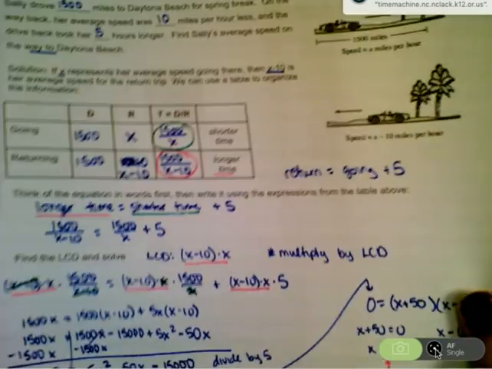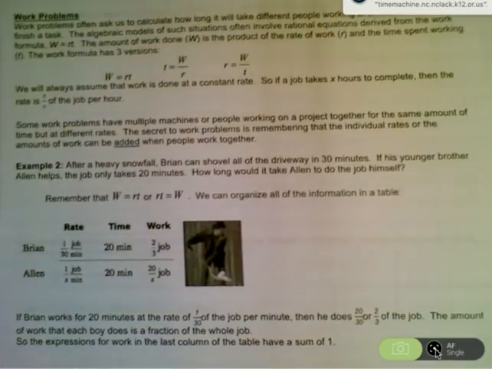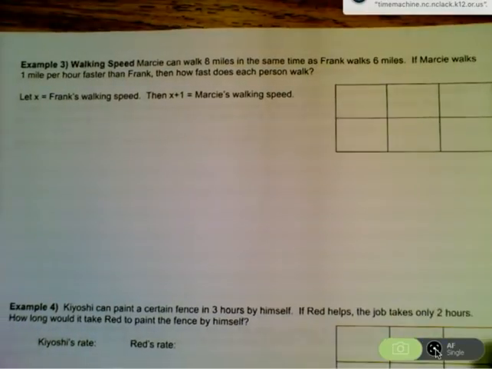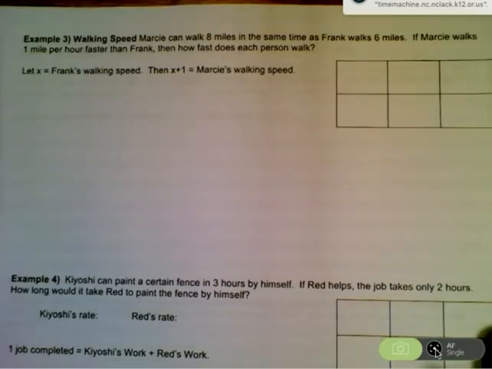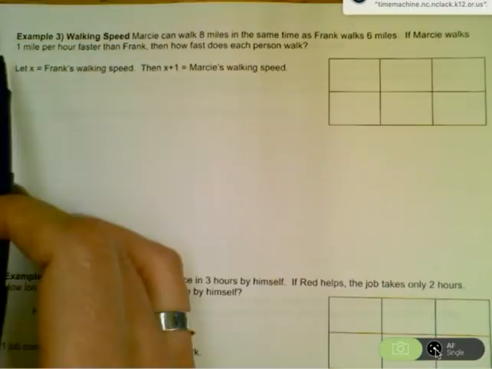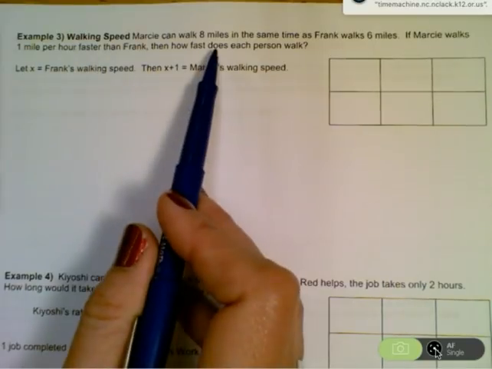Moving along, we can look at work problems as well. Actually, before we do work problems, let's do this example 3. So just skip a page in your packet. We'll do the distance problems together and then the work problems together. So we've got walking speed. Marcy can walk 8 miles in the same time as Frank walks 6 miles. Marcy walks 1 mile per hour faster than Frank. How fast does each person walk?